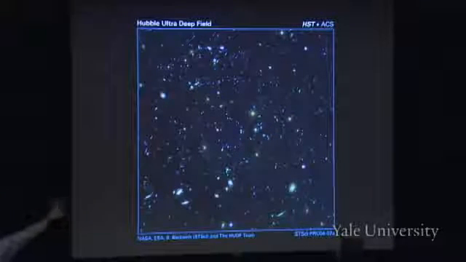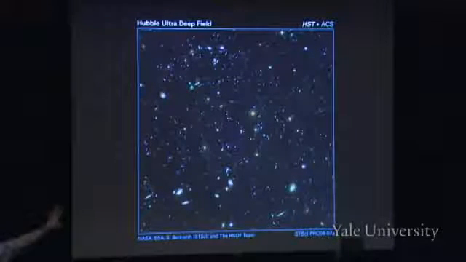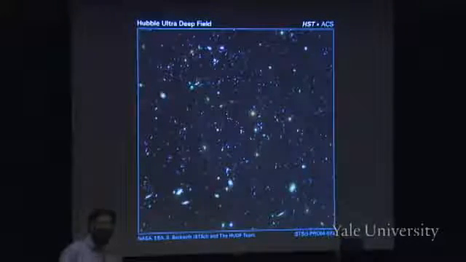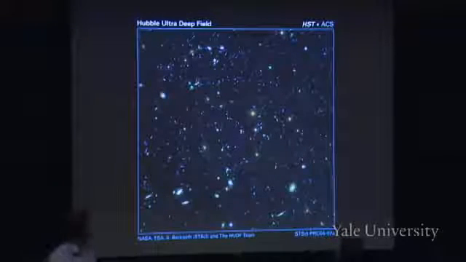Everything else that you see in this picture is a galaxy. There's a whole galaxy, each one of them with billions of stars. There are, I think, 13,000 of them, 8,000. How many in the ultra-deep field? I don't remember.